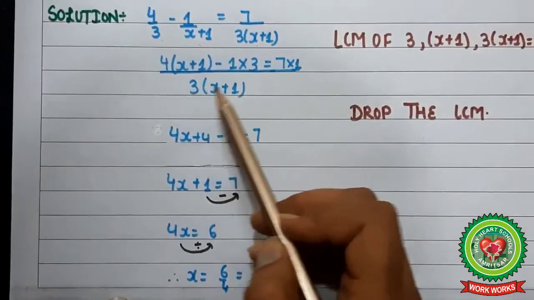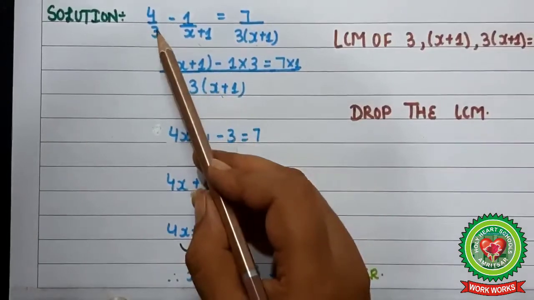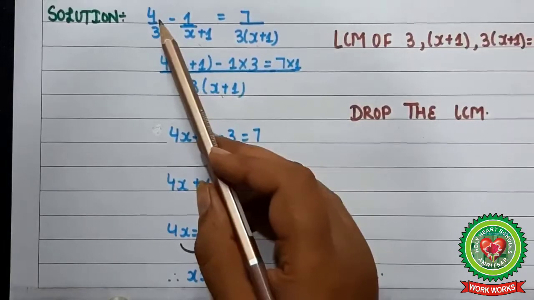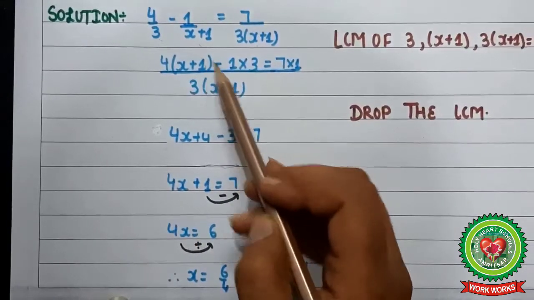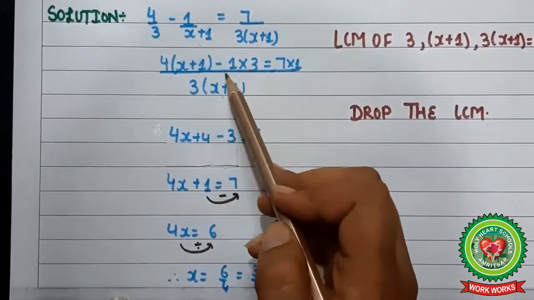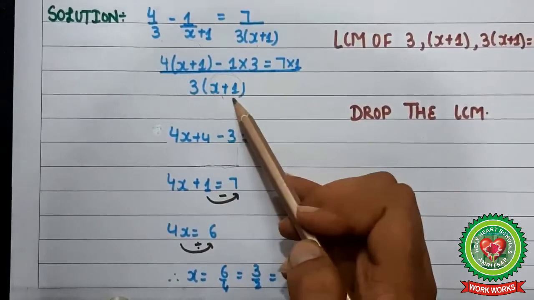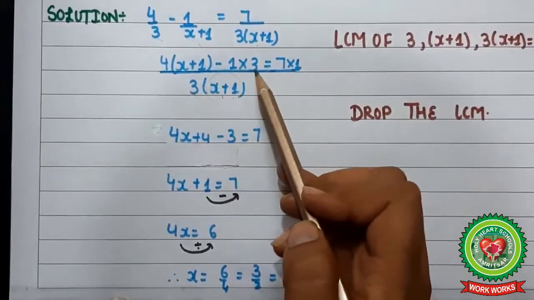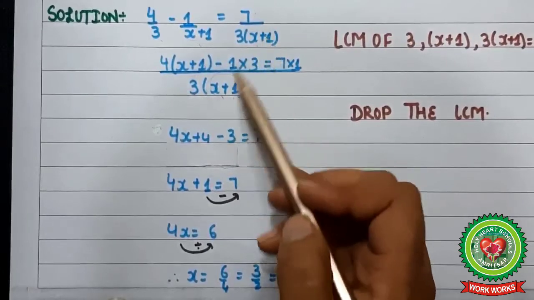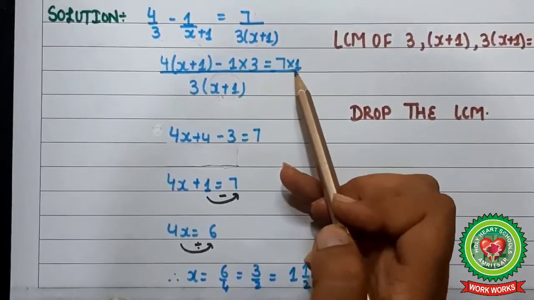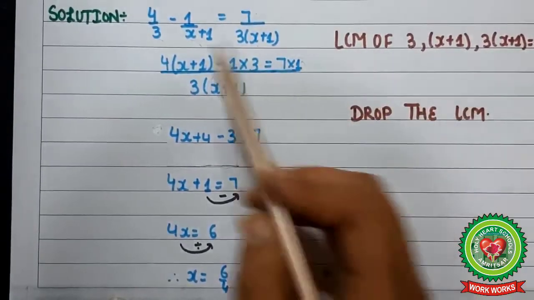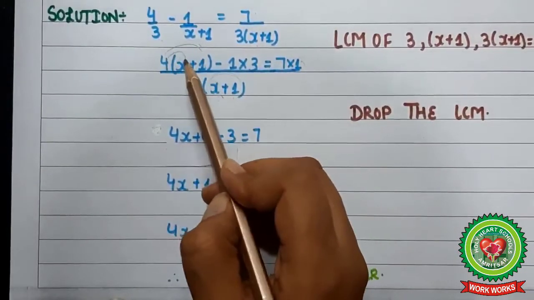Write here upon 3 bracket x plus 1. Here see, 3 is already there, so we will not multiply 4 with the 3. We will multiply 4 with x plus 1. Minus 1 will come as it is. Here x plus 1 is already there. We will not do multiplication with x plus 1. We will do multiplication with 3. Equal to 7 upon full term here, so we will do multiplication with only 1. Now common LCM is there. So drop the LCM. Do multiplication by using arrow method.